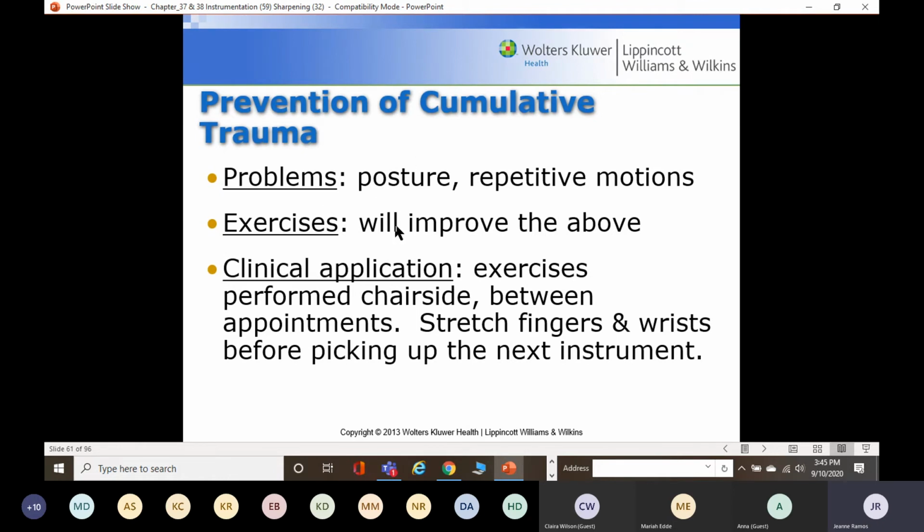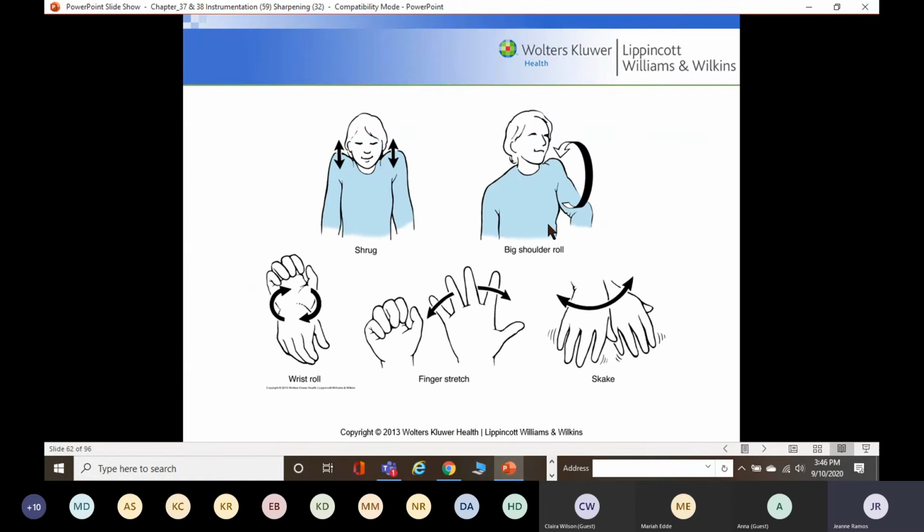Prevention of cumulative trauma, posture, and repetitive motions. Exercise will improve all of these. Exercises performed chairside between appointments. You can stretch your fingers and wrist before picking up the next instrument, even when your patient is in the chair. So even if you can't get up and do big exercises, if you even shrug your shoulders, roll your shoulder and then the other, your wrist roll is great, and finger stretch out.